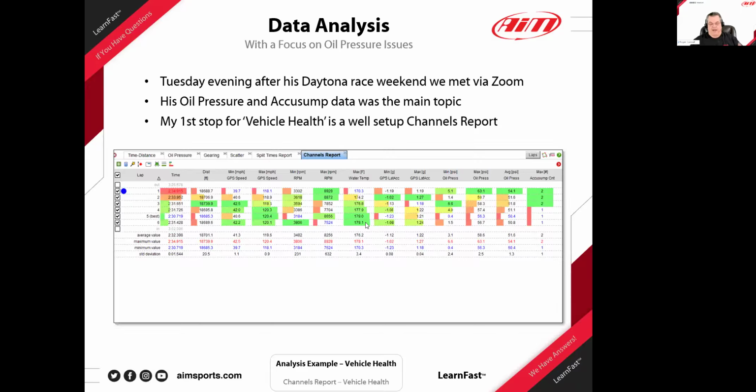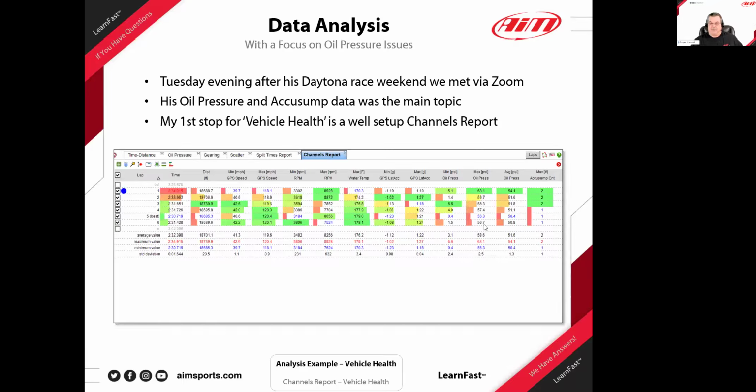Water temperature, maximum water temperature. Did this thing get hot? It certainly did not. So all good. We kind of look at the lateral G's, left and right. Some people like to look at those real briefly in a channels report, not super focusing on the vehicle health, but always nice to look at. And then minimum oil pressure. There's some low numbers there, right? Yeah, I see that Matt said in the chat there are some low oil pressure numbers. Yep. So some pretty low oil pressure numbers.